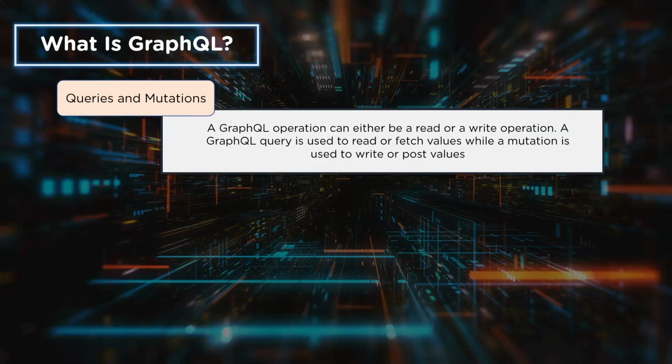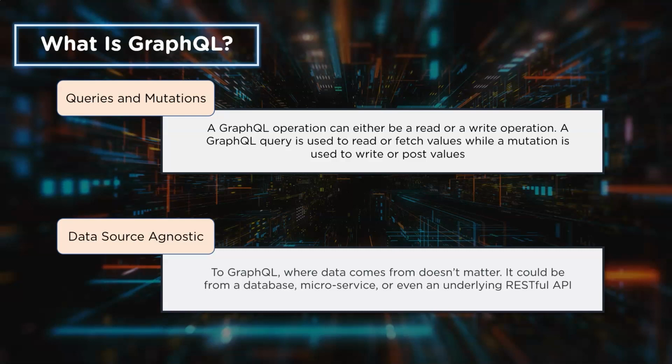Some characteristics are queries and mutations. A GraphQL operation can either be a read operation or a write operation. A GraphQL query is used to read or fetch values, while a mutation is used to write or post values. The next important fact is that GraphQL is data source agnostic. As I mentioned earlier, to GraphQL, where data comes from doesn't really matter. It could be from a database or a microservice or even an underlying RESTful API.